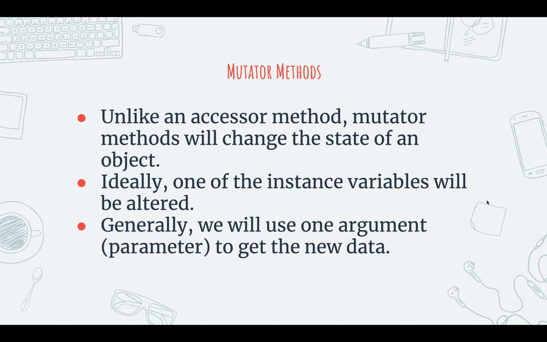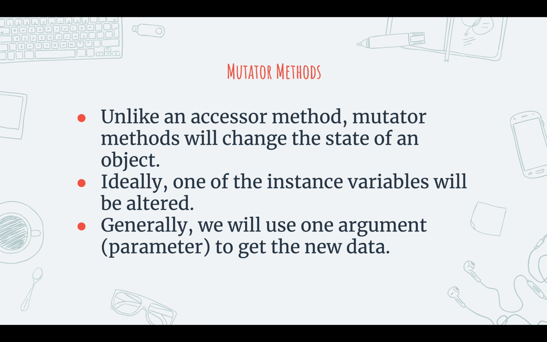Now, mutator methods are unlike accessor methods, and it's exactly how it sounds. We'll change the state of an object, right? Whereas accessor methods simply check the state of the object, mutator methods will change the state of an object. Ideally, one of the instance variables will be altered, so we don't want to be changing multiple instance variables with one mutator method. We will have a mutator method for each instance variable, just like we'll have an accessor method for each instance variable. And generally, we'll use one argument to get the new data.